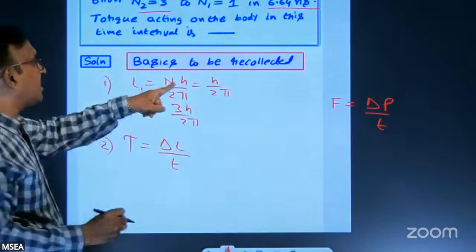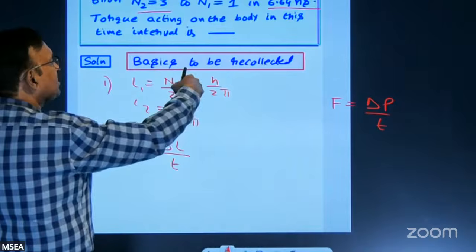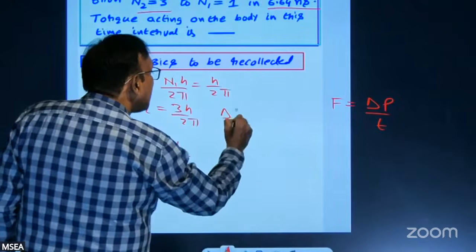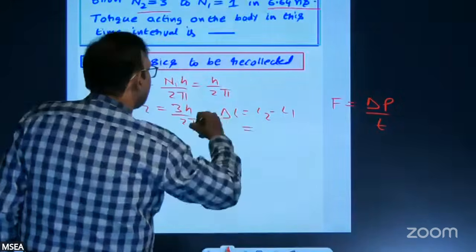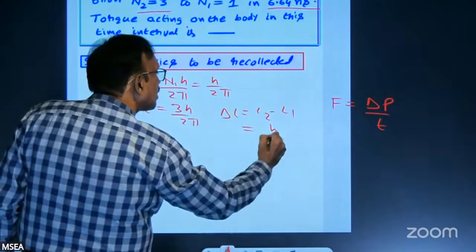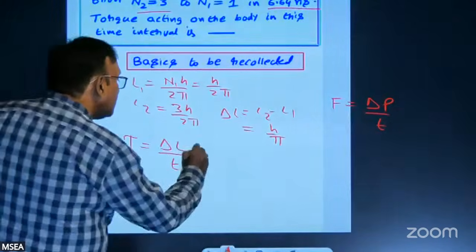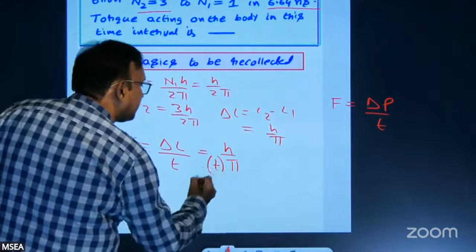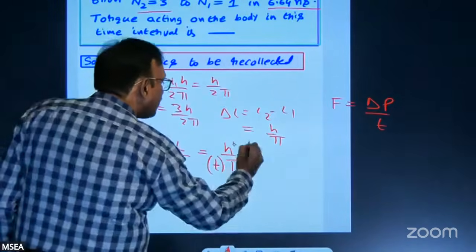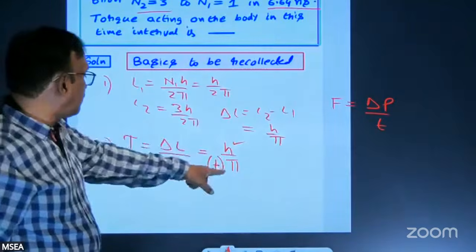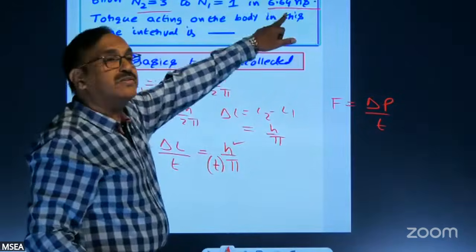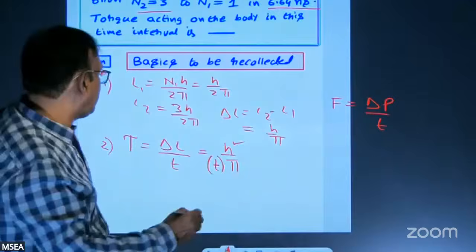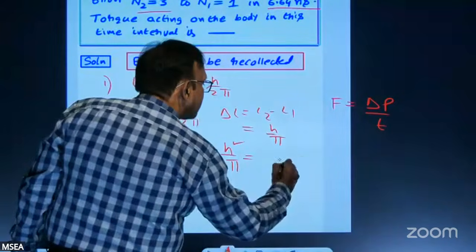So I repeat, angular momentum is nh by 2 pi. Initially n is 1, so h by 2 pi. And finally n is 3, so 3h by 2 pi. I want to know the change in angular momentum. Change in angular momentum is L2 minus L1, which is 2h by 2 pi, and this comes to h by pi. And you know the time interval t. You know the value of Planck's constant, 6.64 into 10 to the power minus 34. The time interval is again given as 6.64 nanoseconds, into 10 to the power minus 9. You know the standard value of pi, 3.14. You just substitute here and you get the answer for torque.